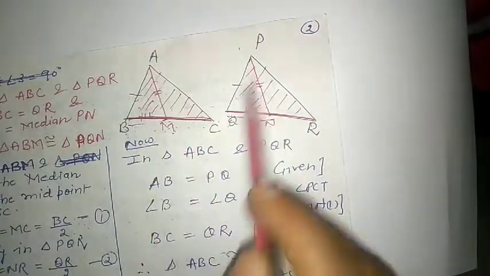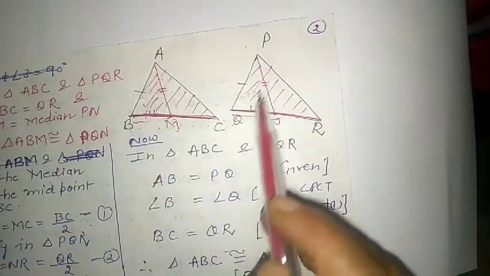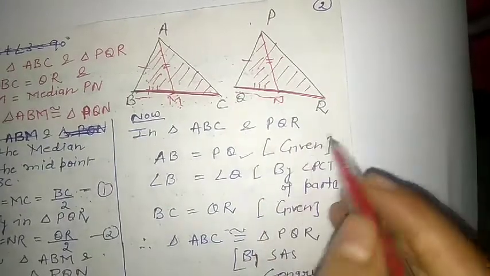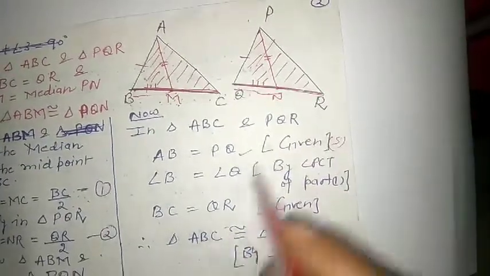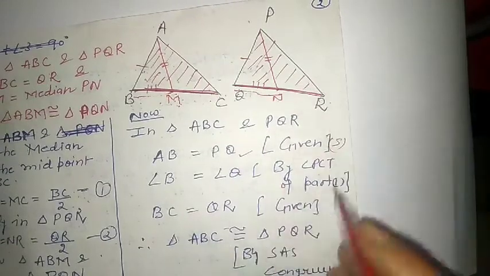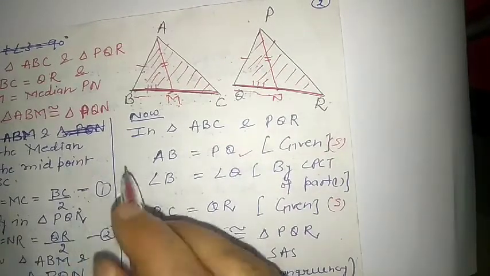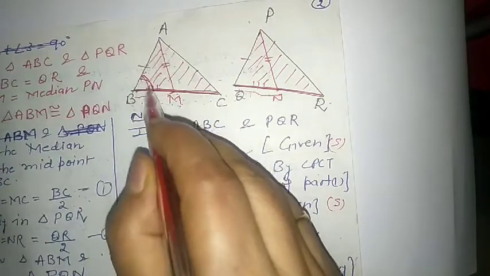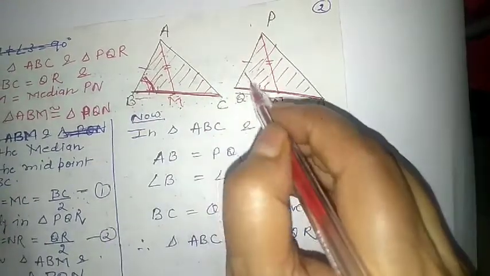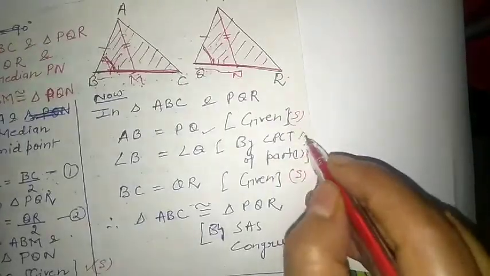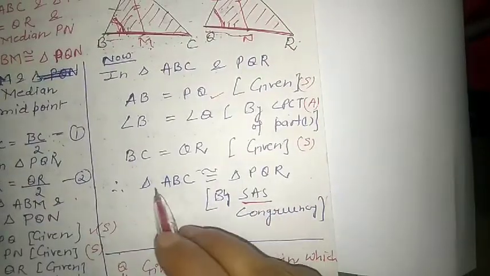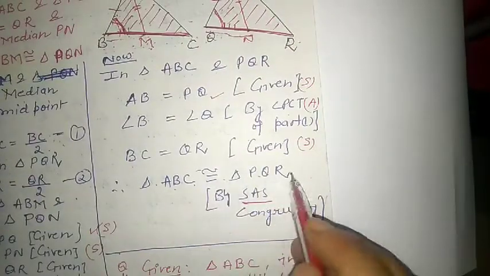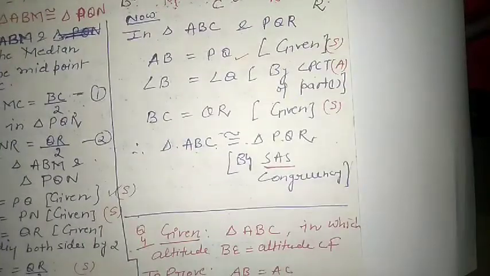So in ABC and PQR, we have AB is equal to PQ. This is given to us. This is a side. And BC is equal to QR. That is also given. This is also a side. So now we take the third condition, that angle B is equal to angle Q. This we take by the CPCT of part first. So by the property of SAS congruency, triangle ABC is congruent to triangle PQR. This was the third question.